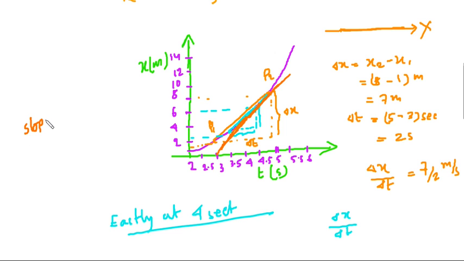Slope becomes the instantaneous velocity at that time. So this is the graphical representation of instantaneous velocity. This video is already 11 minutes long, so in the next video I will try to explain numerically what instantaneous velocity is.